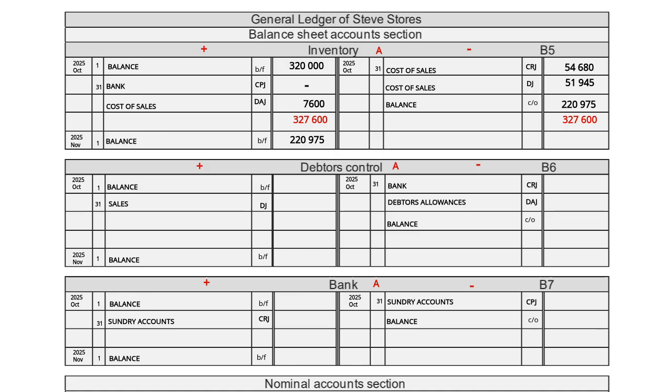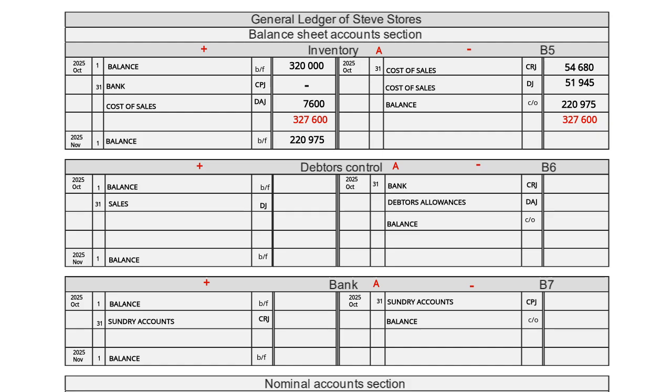Our debtors control account will also have our opening balance on the debit side. A debtor's debt increases when they buy more on credit using the DJ journal, and a debtor's debt will decrease when they either return faulty stock or omissions were made using the DAJ, or when they make partial payments towards the account in our CRJ. So now let's go to the totals of these applicable journals to finish off our general ledger.